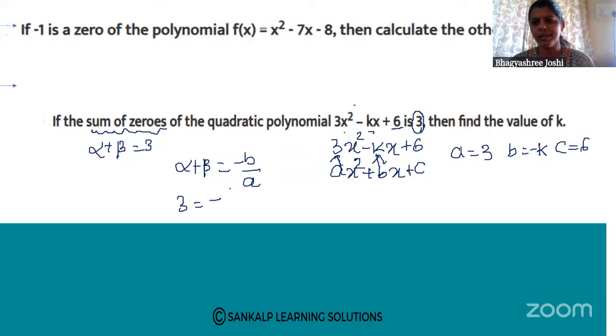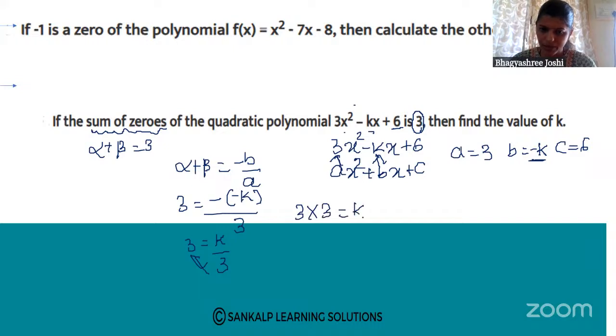Write the minus as it is. What is the value of b? B is minus k here, divided by a, whose value is 3. Now 3 is equal to minus into minus, plus k divided by 3. Transfer this 3 to the other side. You will get 3 into 3 is equal to k. So 3 into 3 is 9. Therefore the k value is 9. This question can be asked for 1 mark.